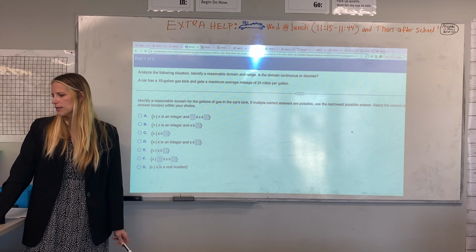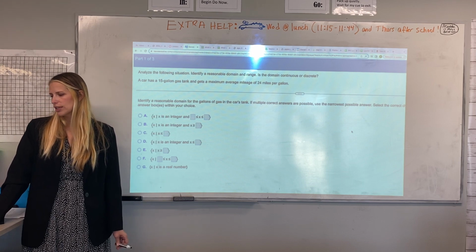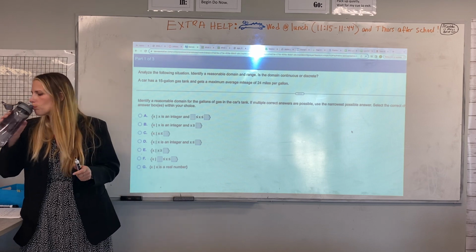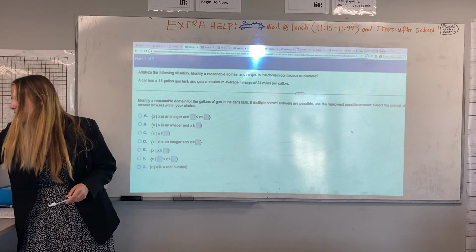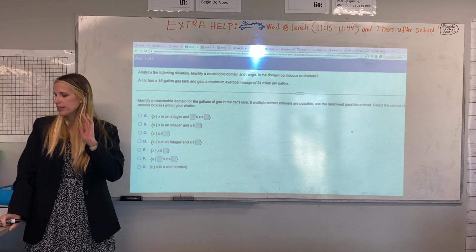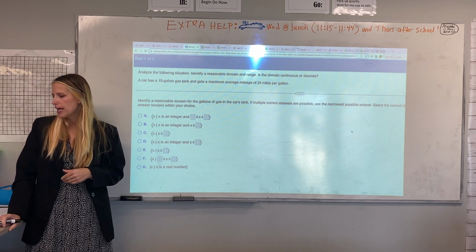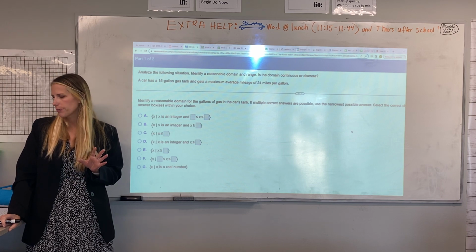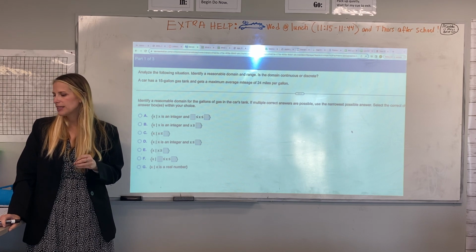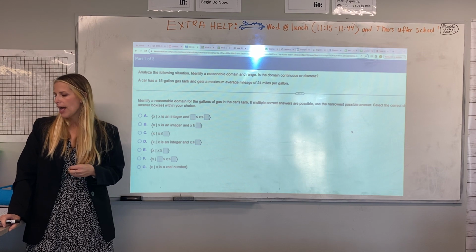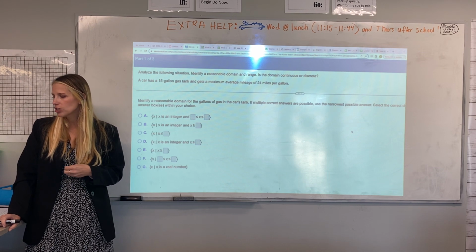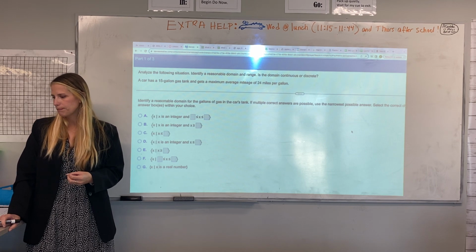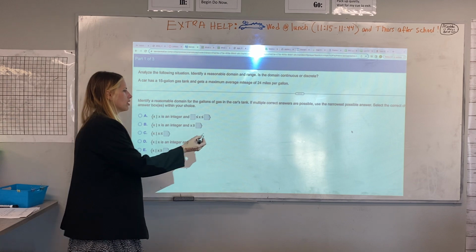Okay, so analyze the following situation. Here's where things get a little crazy because we're talking about real life stuff. Analyze the following situation. Identify a reasonable domain and range. Is the domain continuous or discrete? So lots of questions here. A car has a 15-gallon gas tank and gets a maximum average mileage of 24 miles per gallon. So let's take a look at what that graph would look like.